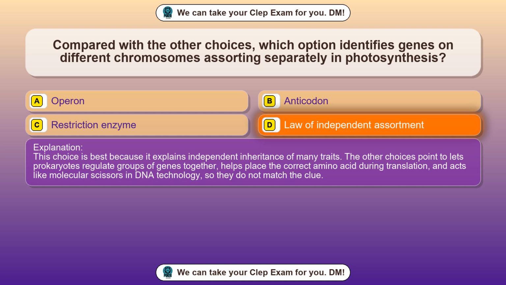This choice is best because it explains independent inheritance of many traits. The other choices point to lets prokaryotes regulate groups of genes together, helps place the correct amino acid during translation, and acts like molecular scissors in DNA technology, so they do not match the clue.